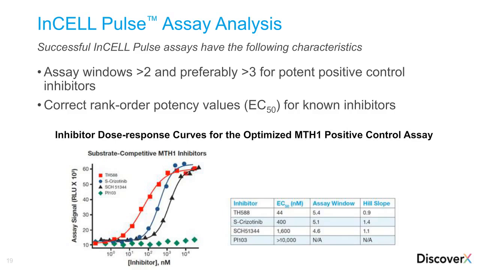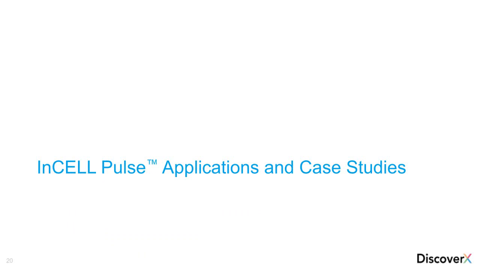All right, so here are some characteristics, just to summarize from the last slide as far as assay windows. You really want them to be above 2 no matter what, preferably above 3 for potent positive control inhibitors. And you want to confirm that your rank order potencies, the EC50s or IC50s for your known inhibitors, are correct. So again, here's looking at the control, the MTH1 example. And you see that the EC50s are in a nice, good order that corresponds to the results seen in the literature for these specific compounds tested, and the assay windows are all above 4, so it's very nice, obviously, except the control inhibitor, which is a lipid kinase.